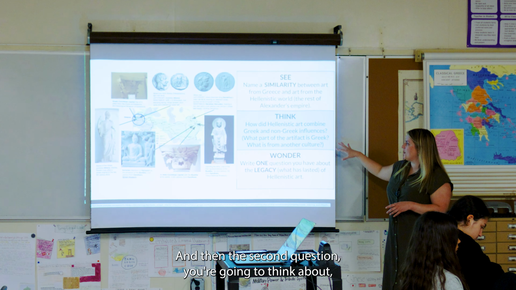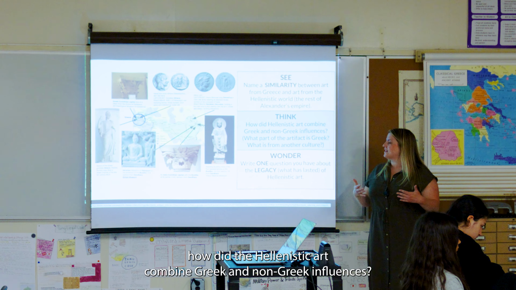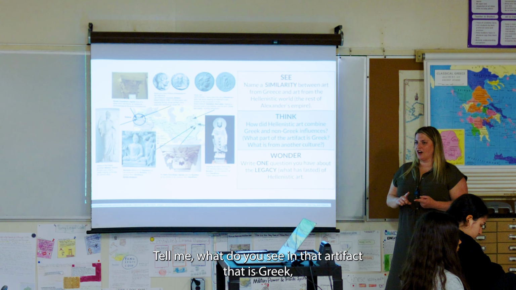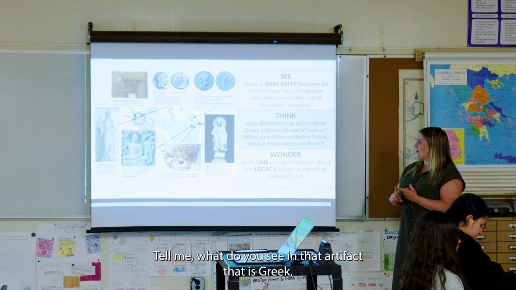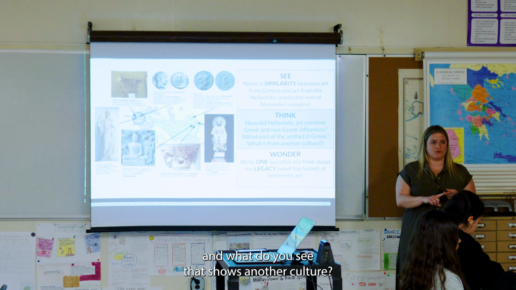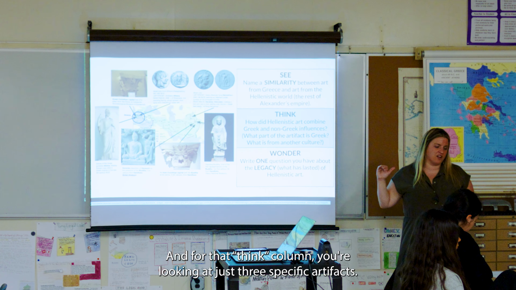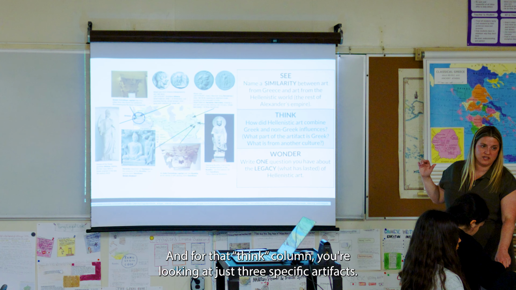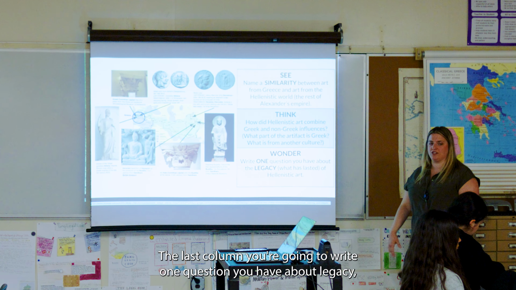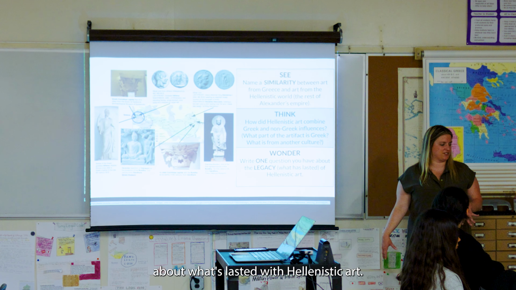And then the second question, you're going to think about how did the Hellenistic art combine Greek and non-Greek influences? I basically want you to do two things here. Tell me, what do you see in that artifact that is Greek, and what do you see that shows another culture? So name two things. And for that think column, you're looking at just three specific artifacts. In the last column, you're going to write one question you have about legacy, about what's lasted with Hellenistic art.